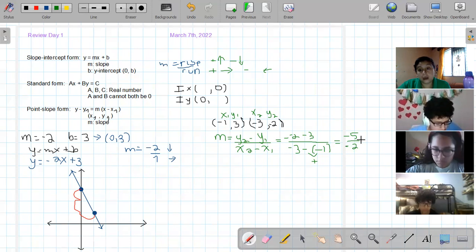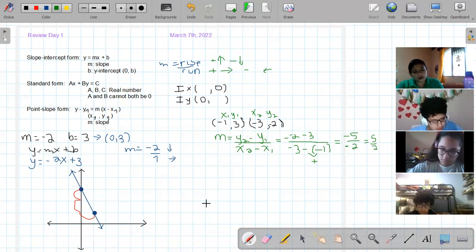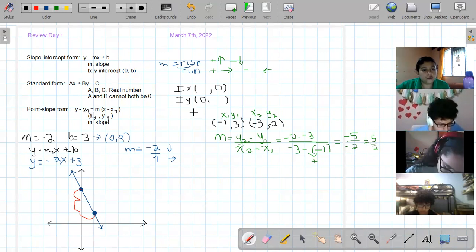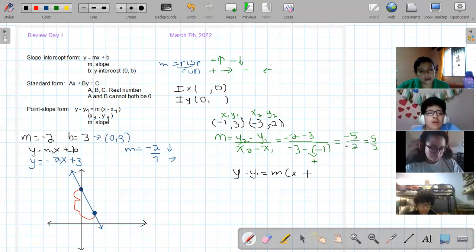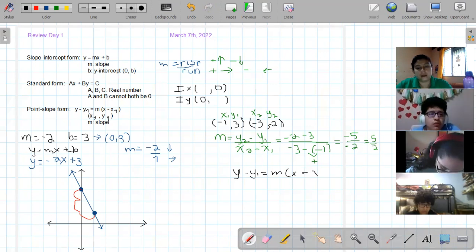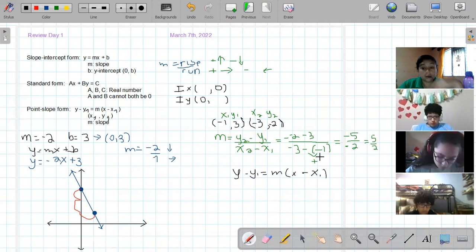Yes, into positive. I'm just passing it to positive because negative times negative is positive. Very good. So 5 over 2. Okay, so now I just need to write my point slope form equation. My point slope form equation is y minus y1 equals m times x minus x1. Since I already identified one point as x1, y1, that's the point that I'm using. You can use the other point if you want, okay? Both answers are going to be correct.